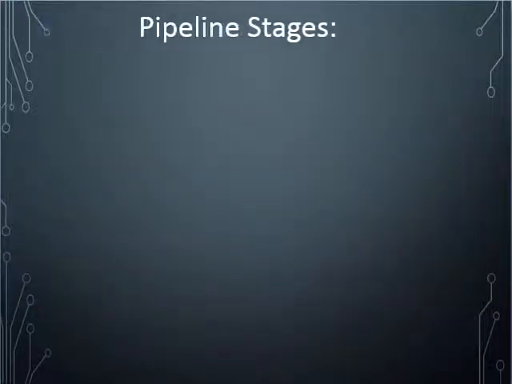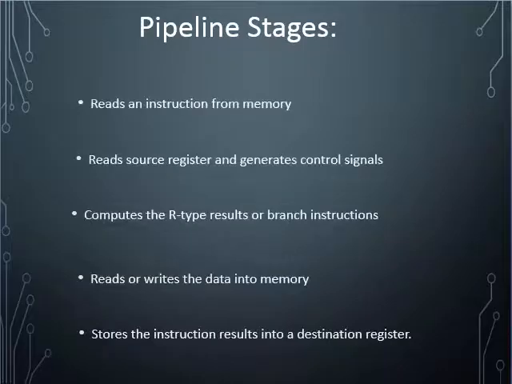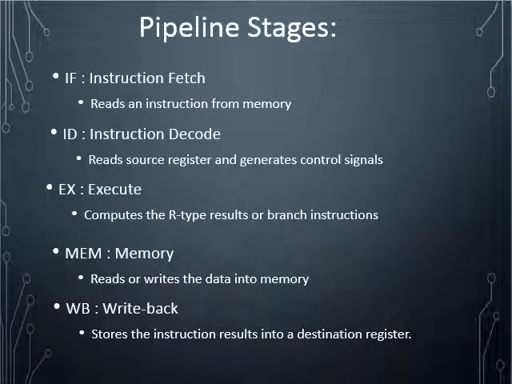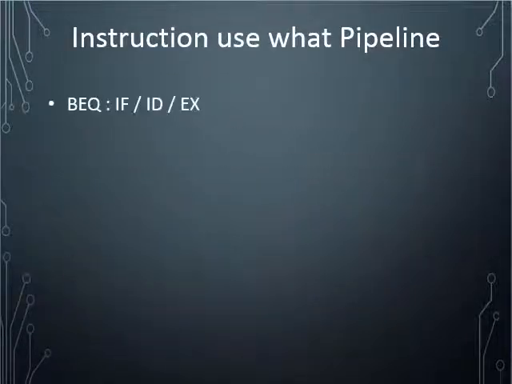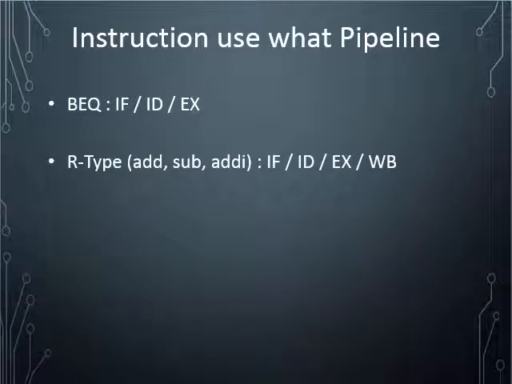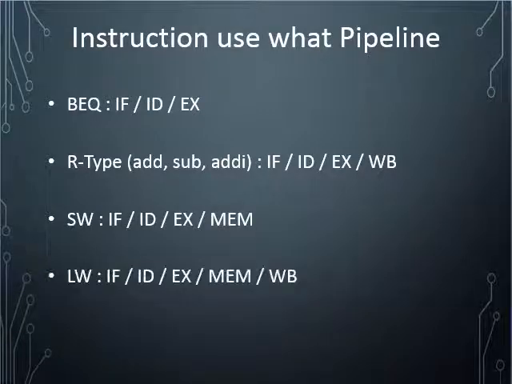Pipelining architecture from MIPS instructions uses 5 stages: instruction fetch, instruction decode, execute, memory, and write back. Some instructions, however, don't use all 5 stages. Branch will only use fetch, decode, and execute. R-type instructions like add and subtract will use fetch, decode, execute, and write back. Store word uses fetch, decode, execute, and memory, and then load word uses all 5 stages.